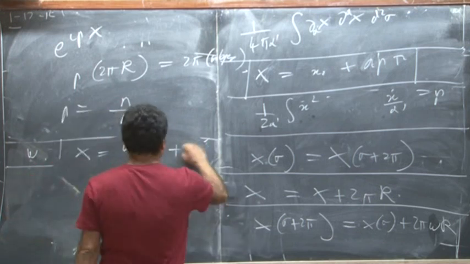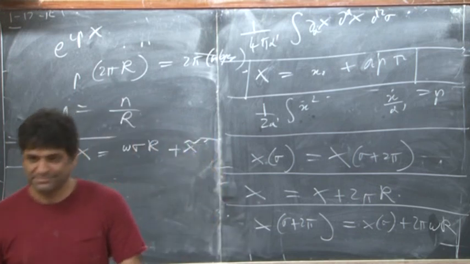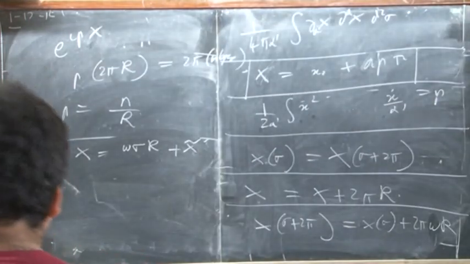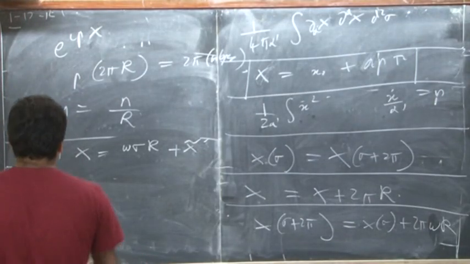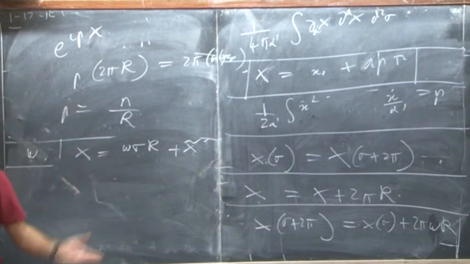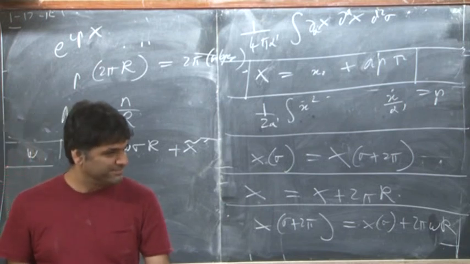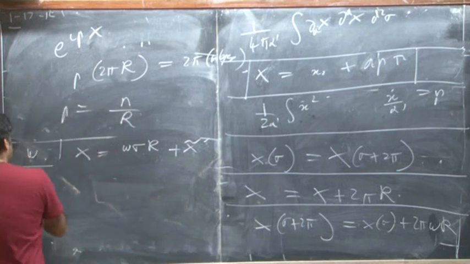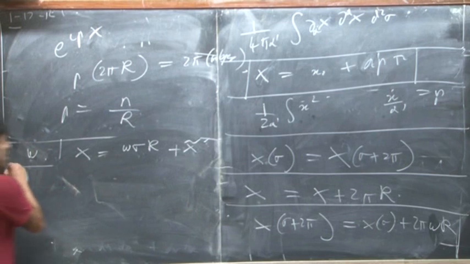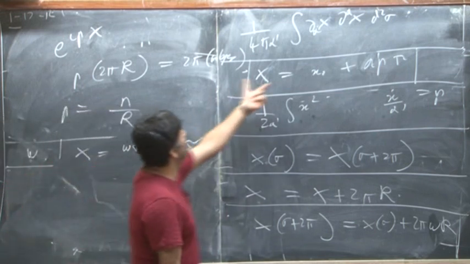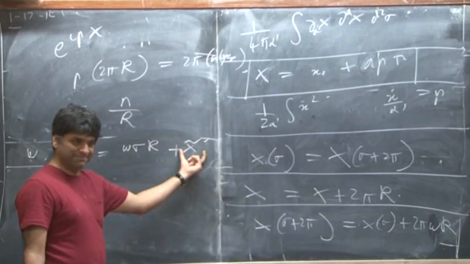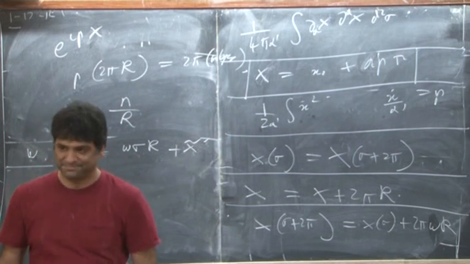plus the fluctuation. Right? So sigma goes to sigma plus 2 pi, x goes to x plus 2 pi r W. Simple. Okay. Now we just plug this into the Lagrangian, and find the effective Lagrangian of all this x tilde.